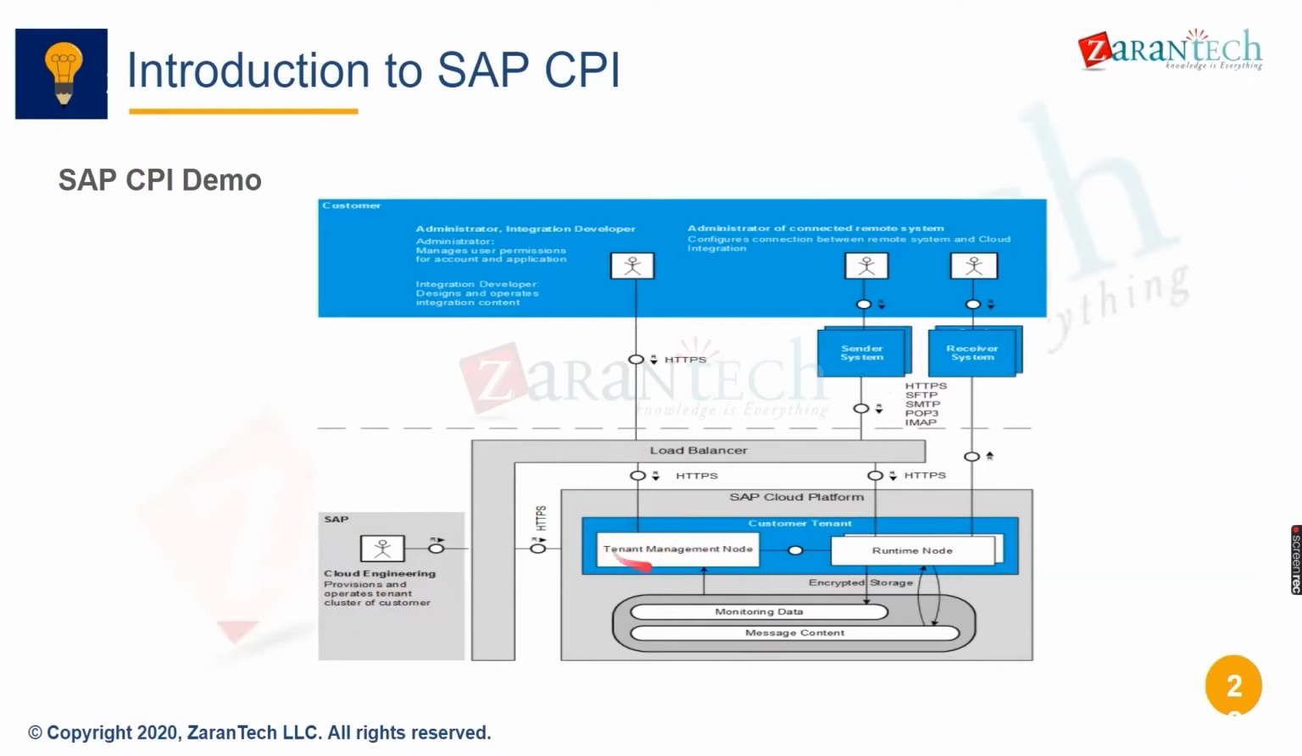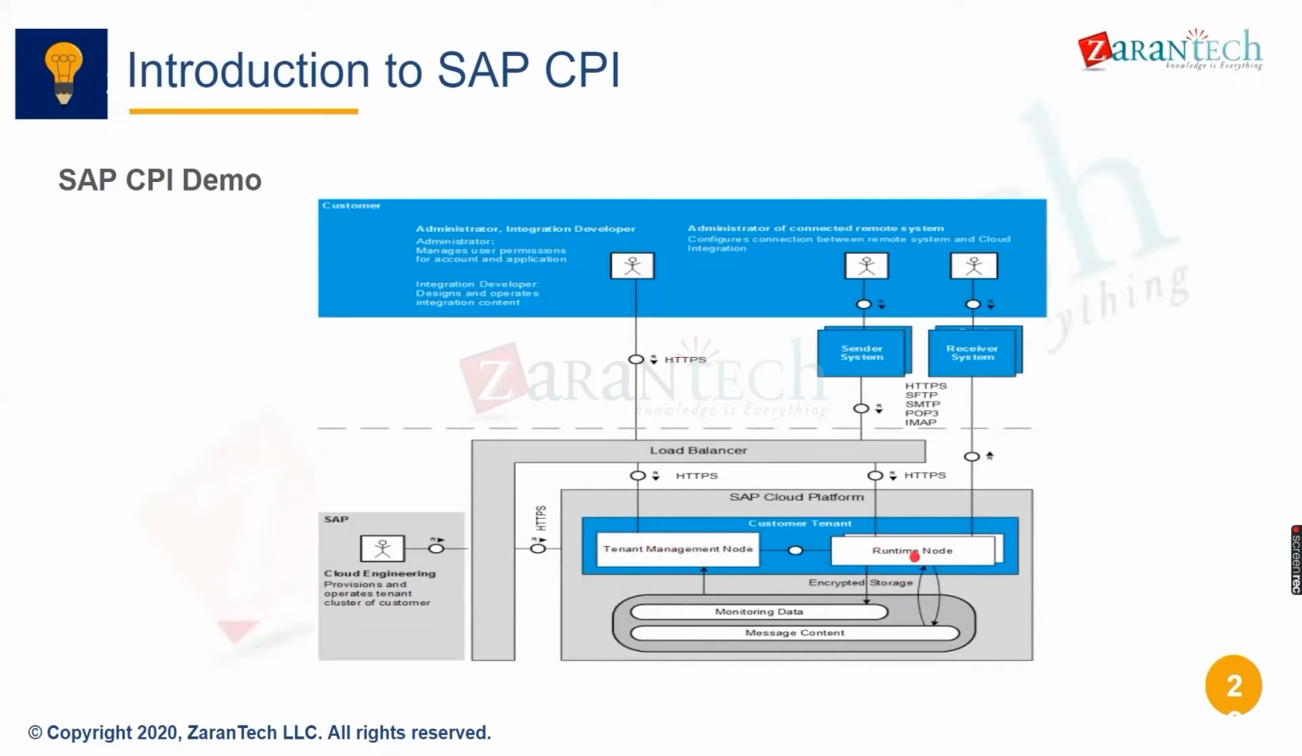Whenever I do some design, I create a sender system, I create a receiver system, I make the connections and do the data changes and everything. Then everything will be here in the tenant management node. Then the runtime node. If I send some data, the runtime node acts as a temporary database. Whenever you use any mobile application, we have two sides: front end and back end. The software is the back end and the front end is the UI, the displaying screen. Here also, the tenant management node is the front end and the runtime node is the back end.